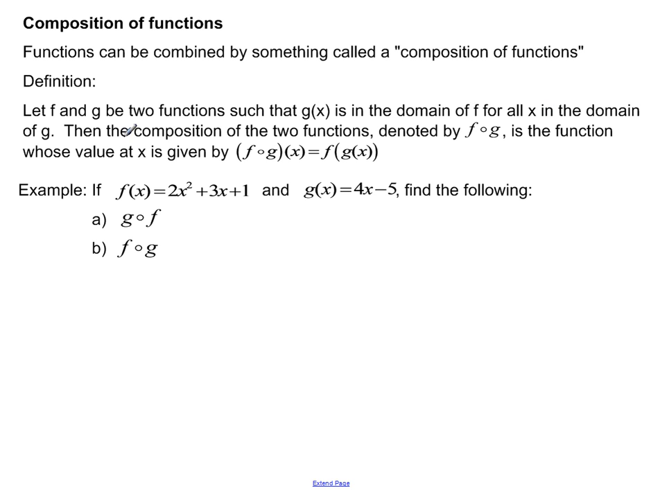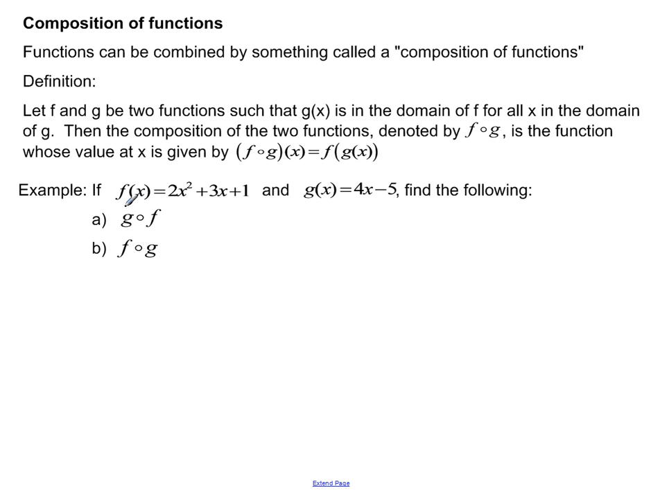Then the composition of functions, which we denote by f of g, using a little open circle like this, is called the function whose value at x is determined by f of g of x. That is where we substitute in the function g of x for every occurrence of x in the function f of x. All right, well, what does that mean practically speaking?